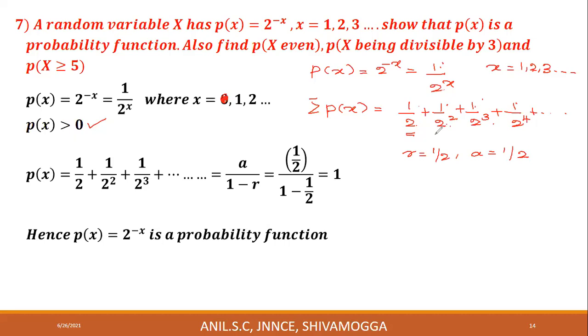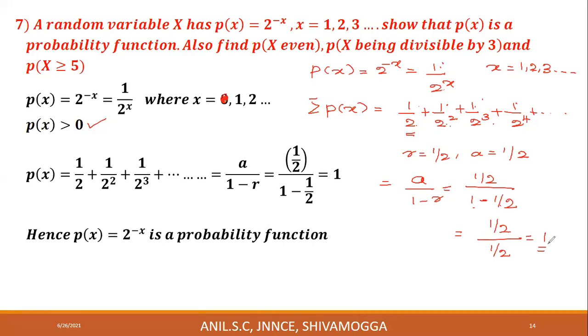And how many terms involved here? Infinite number of terms. Sum to infinity of a geometric progression is given by a divided by 1 minus r. Summation p of x is equal to a divided by 1 minus r, where a is first term 1 by 2, divided by 1 minus r, where r is also 1 by 2. Therefore, this is equal to 1 by 2 divided by 1 minus 1 by 2, which is again 1 by 2. 1 by 2 divided by 1 by 2 is 1. Therefore, summation p of x is also equal to 1.